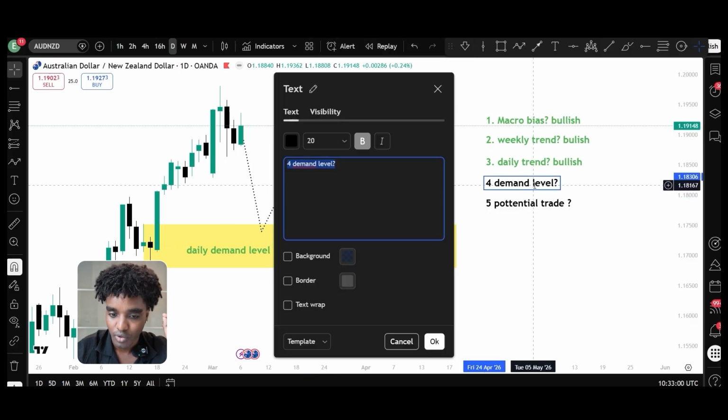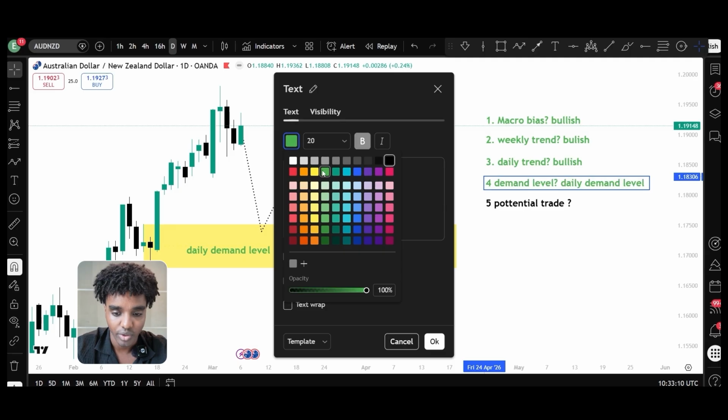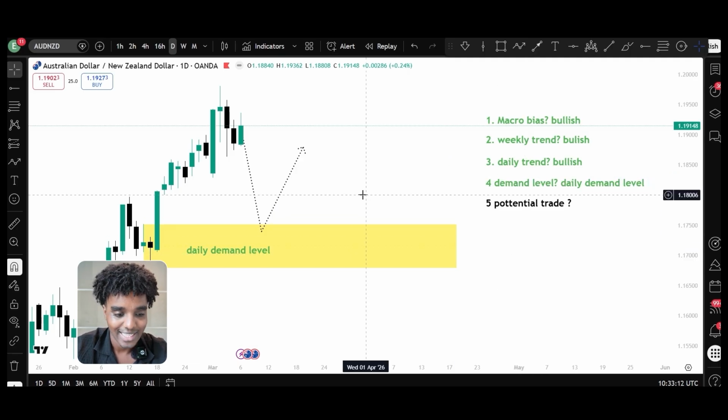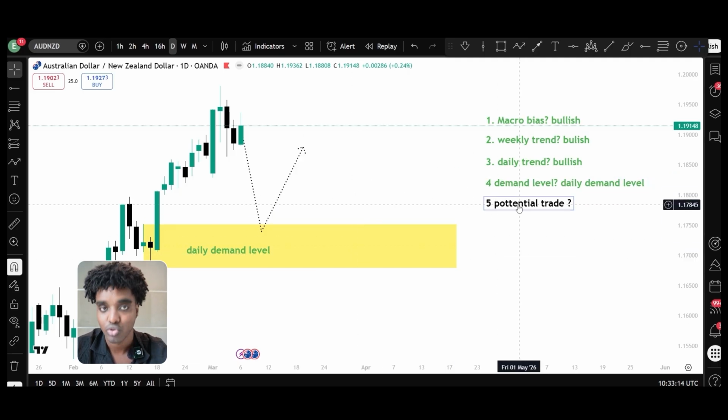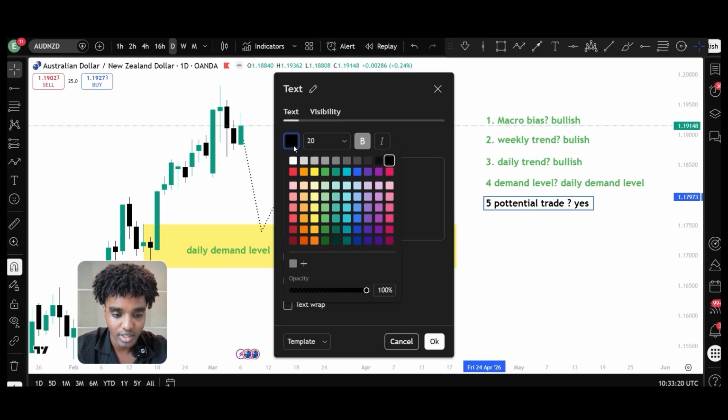So going back to the checklist, we have a daily demand level. I'll make it in green also. And is this a potential trade? The answer is a very obvious yes. And why is that the case?